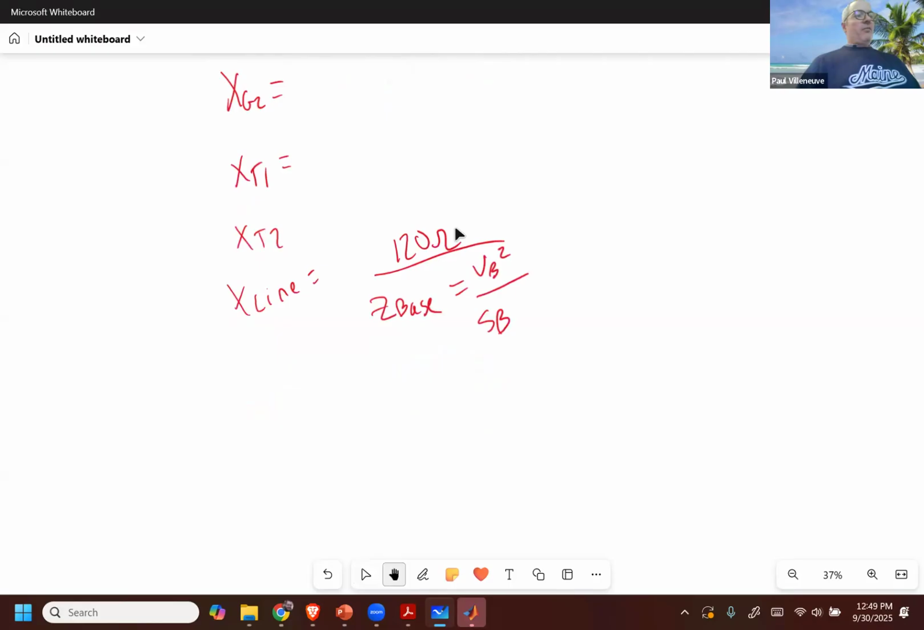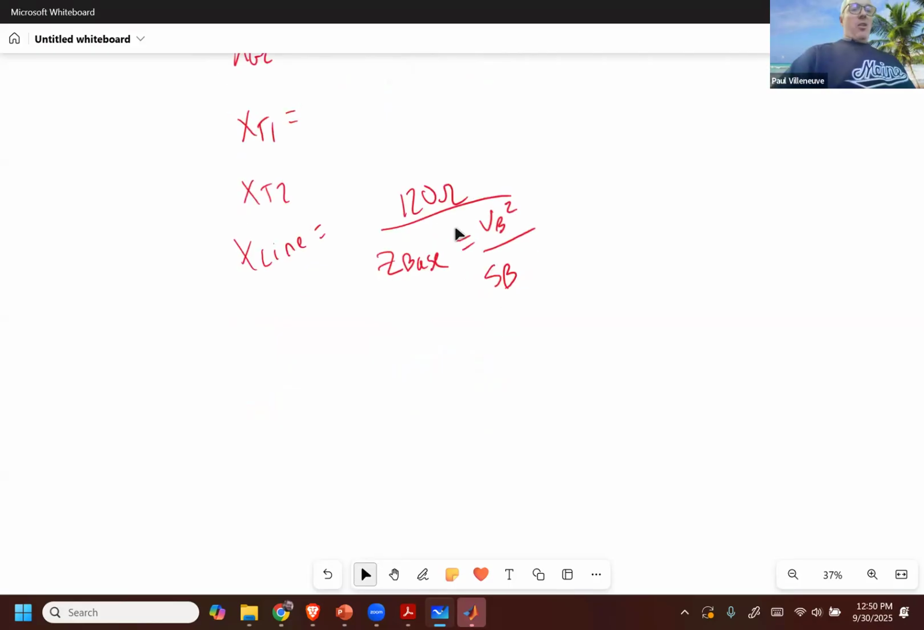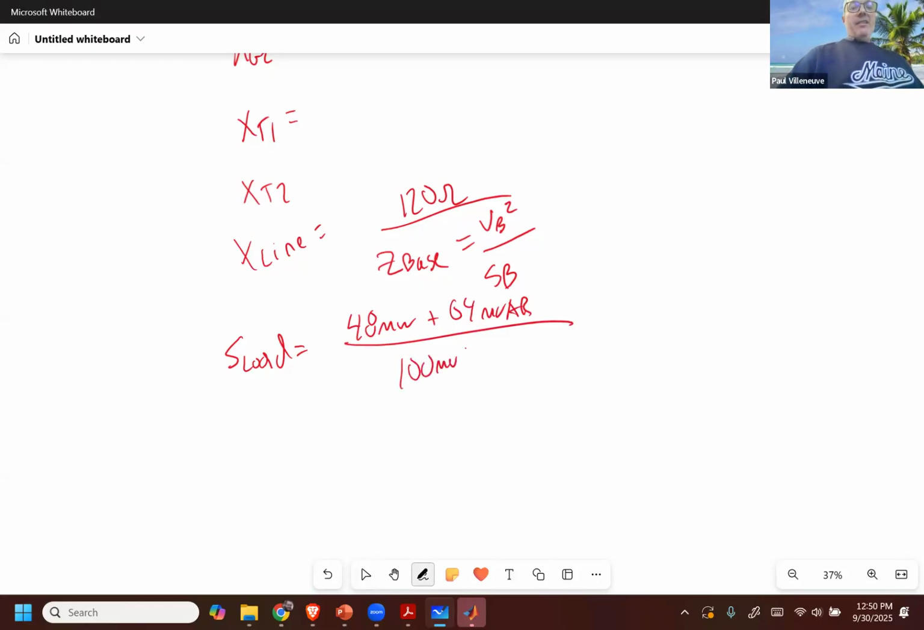The last thing was I gave you power. So S of the load is equal to 48 megawatts plus j64 megavar. This is really acting slow, sorry. I had to divide that by 100 MVA. And over here, I included the j in 0.64 to make sure that you knew that that was a reactive term, that that was just purely reactive.